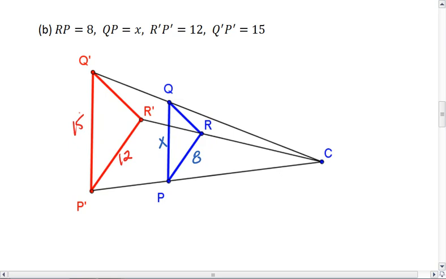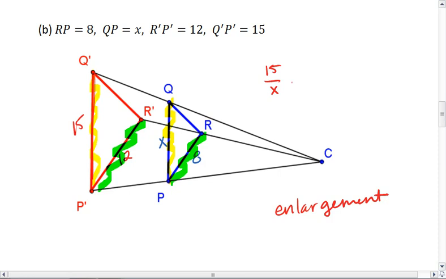First things first, we see we're going from the blue to the red, so clearly this is an enlargement. What we need to recognize is that whenever we are dealing with a dilation, we get similar figures where we have a constant ratio. So 15 to X, side Q prime P prime to QP, is going to be in the same ratio as R prime P prime to RP. So 15 to X equals 12 to 8.